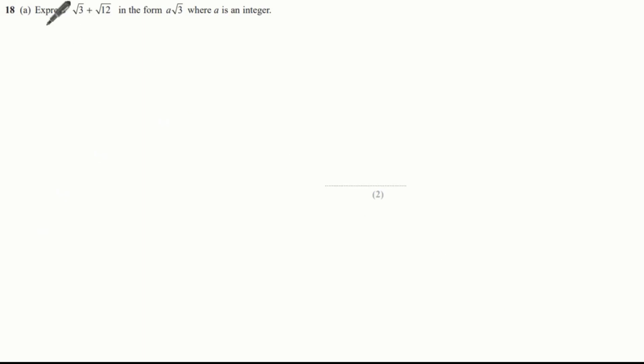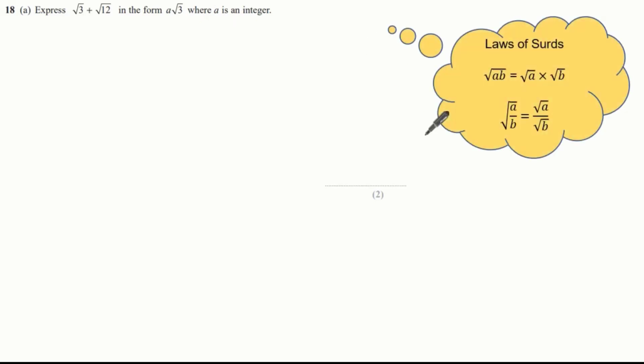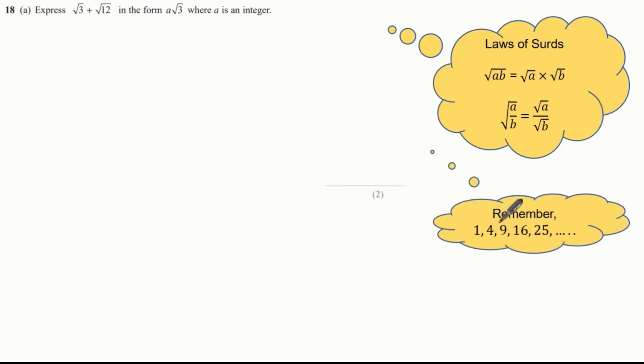Question 18 says express root 3 and root 12 in the form a root 3, where a is an integer. What's important to note about this question is our laws of surds. Remember, the square root of ab is equal to root a times root b. For this law we can spot that we can split root 12 into two numbers, and it's important to always note your square numbers whenever dealing with surds.